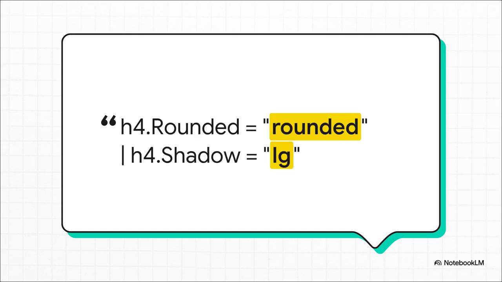Now for the finishing touches, the polish. We'll set the rounded property to give us those nice soft corners. Then we'll set the shadow to LG, which gives it that subtle little lift that makes it feel like it's floating. These 2 little tweaks add a ton of modern flair.